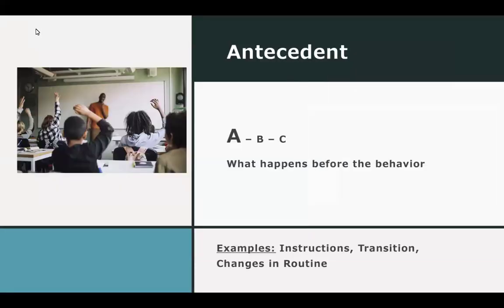The first letter in ABC refers to antecedent. The antecedent is what happens right before the behavior. Some examples of this could be an instruction that was given, a transition, such as announcing a new subject, or a change in routine in the classroom, such as a fire drill, or maybe there was a class guest.